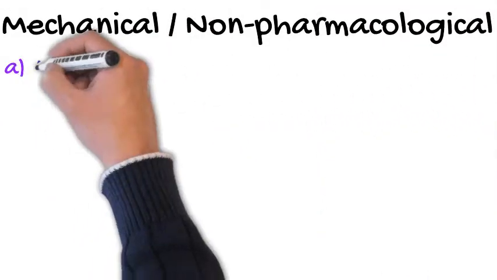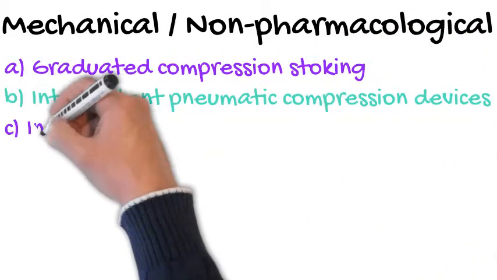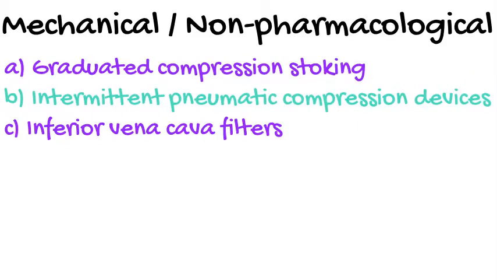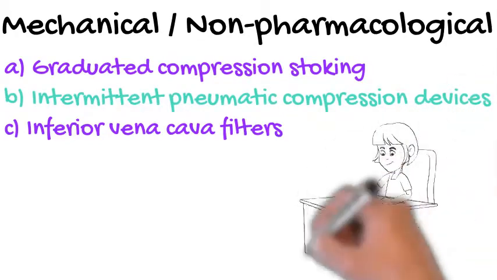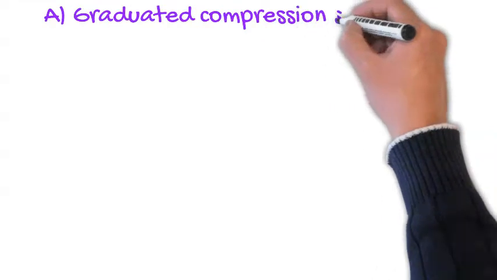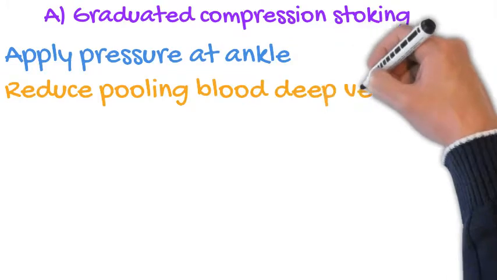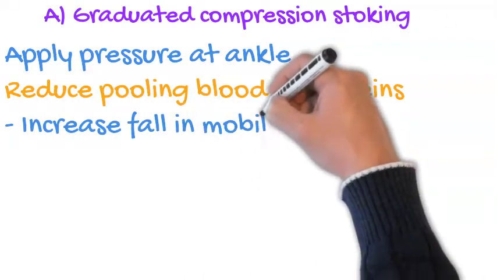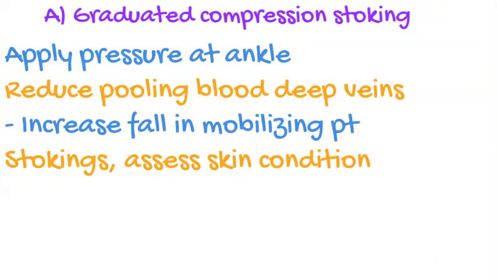For mechanical or non-pharmacological prophylaxis, I am going to cover a bit regarding A. Graduated compression stocking, B. Intermittent pneumatic compression devices, C. Inferior vena cava filters. For graduated compression stocking, as the name implies, it is a graduated compression of lower extremity. It applies pressure at ankle. It reduces pooling of blood in deep veins, which can enhance the velocity of blood outflow towards the heart.